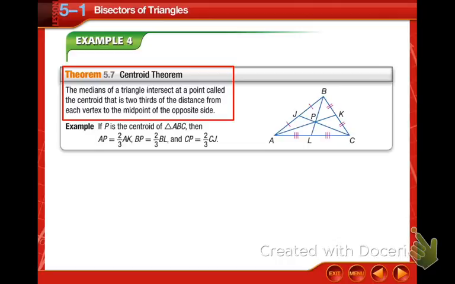So on BL, BP is equal to 2/3 of the entire thing, BL. So say BL was 6. Multiply that by 2/3, and we now know that BP would be 4, PL would be what's left over, the 2.